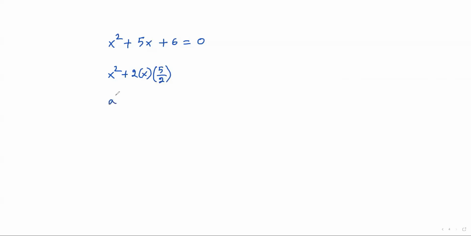Okay, now this is in the form of a² + 2ab. So what is missing? b² is missing. Instead of b, we have 5 over 2. So if I want b², I have to add (5/2)². To adjust the addition of this (5/2)², I have to subtract the same stuff. And at last, I have to take this + 6 = 0.